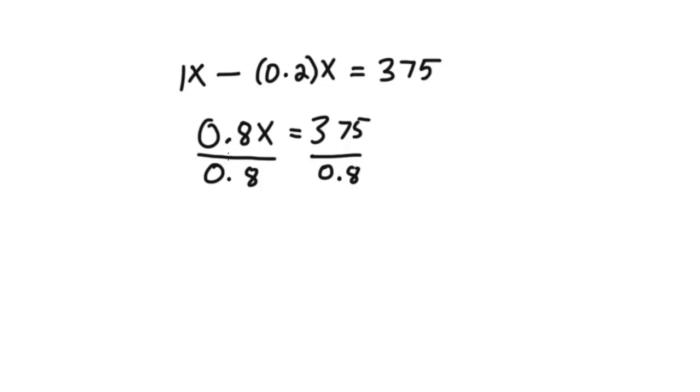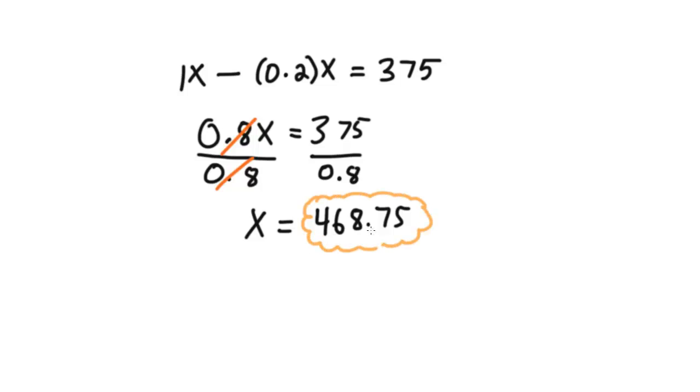So on the left hand side we have the 0.8 over 0.8, so that will go to 1, and we're only left with the X. And that's equal to 375 divided by 0.8. That comes out to 468.75. So the original price of the iPad was $468.75.